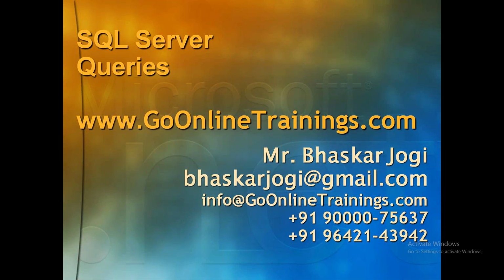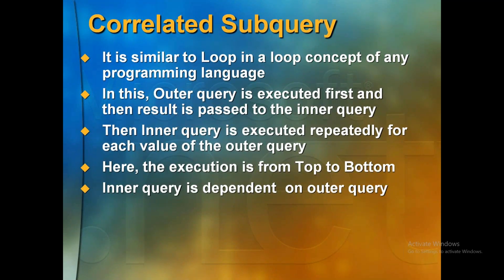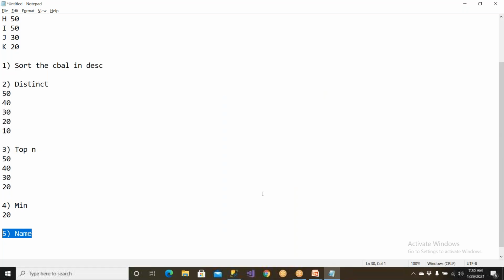Now, the next one is called SQL Server correlated subqueries. Let us understand what a correlated subquery is. It is similar to the loop-in-a-loop concept of any programming language. In this, the outer query is executed first, and then the result set is passed to the inner query. Then the inner query is executed repeatedly for each value of the outer query. Here the execution is from top to bottom. The inner query is dependent on the outer query. Clear? So what happens? Let us understand.